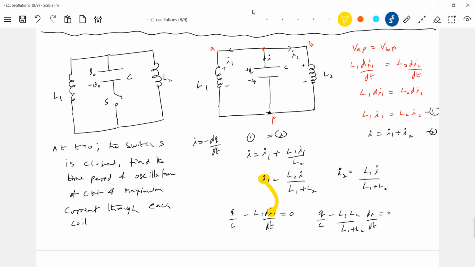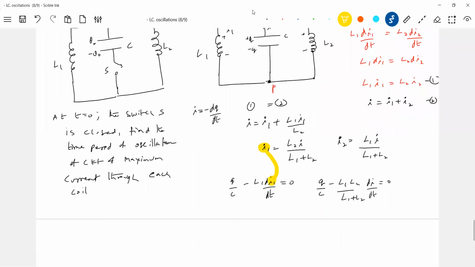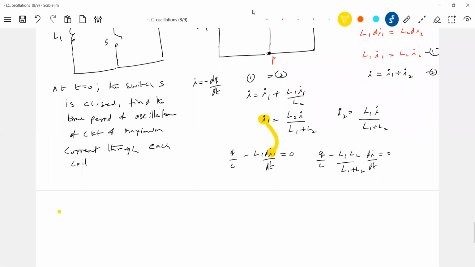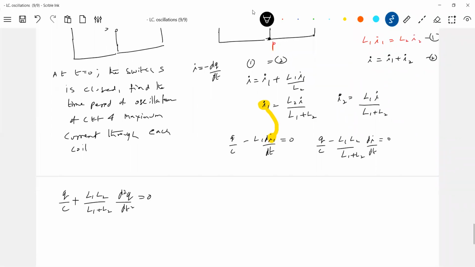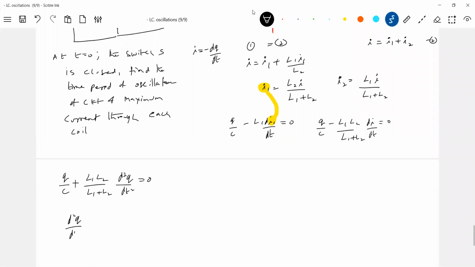So now I think we can write it, no? In place of I, what can you write? dq by dt. So this should be equal to Q by C, L1 L2 by L1 plus L2 d square q by dt square. So again equating this with the SHM condition, d square q by dt square is equal to minus of q by LC. What is L? L is L1 L2 by L1 plus L2.